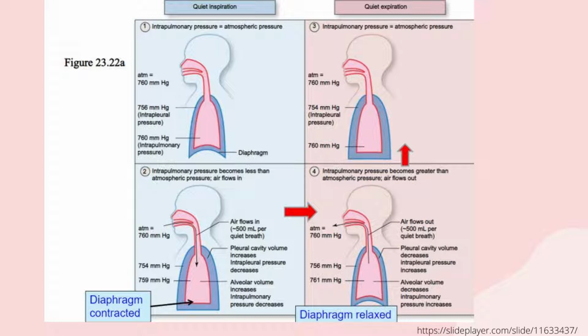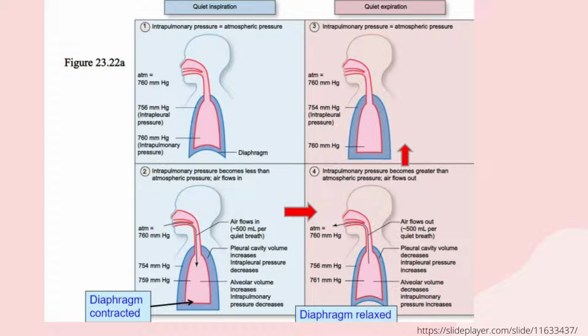Our thoracic cavity expands, our diaphragm contracts and flattens, and the alveolar volume increases because all the sacs are filling up with oxygenated air. So the intrapleural pressure, remember, that's the pressure inside the alveoli, is going to decrease because there's more space being made available.